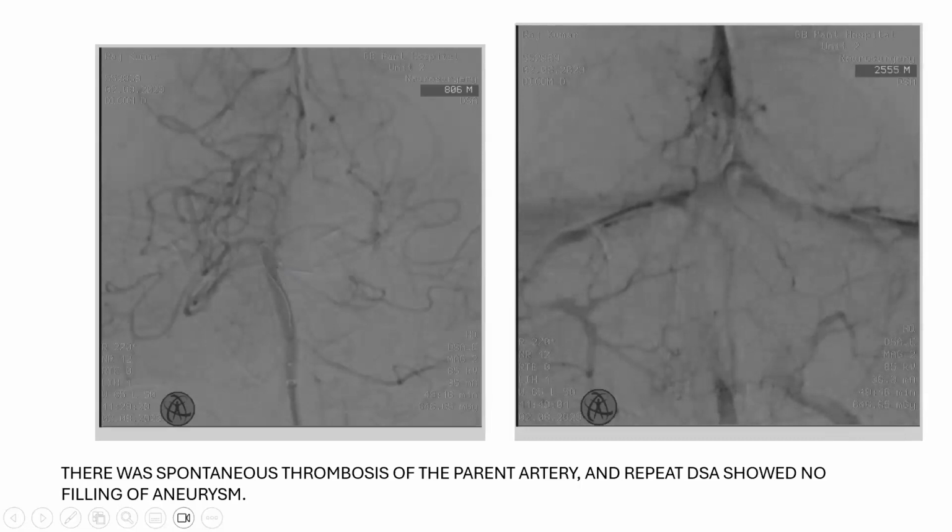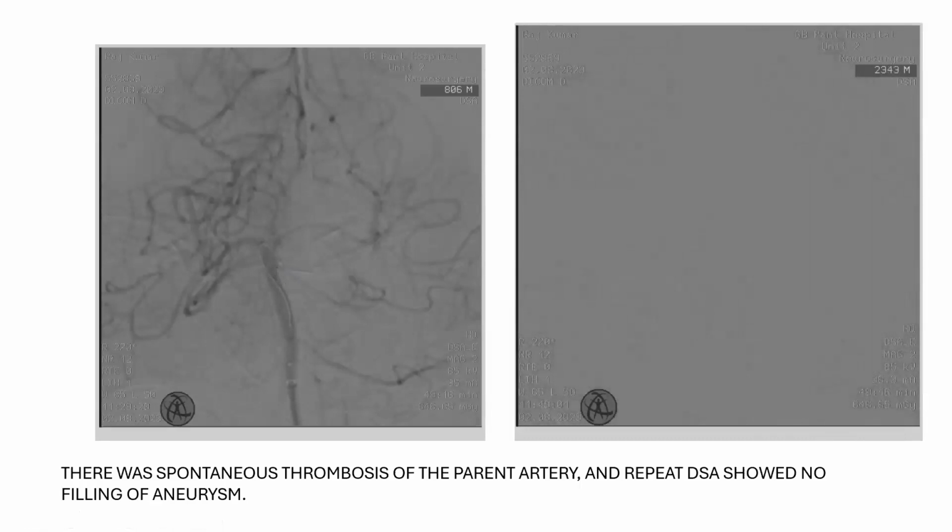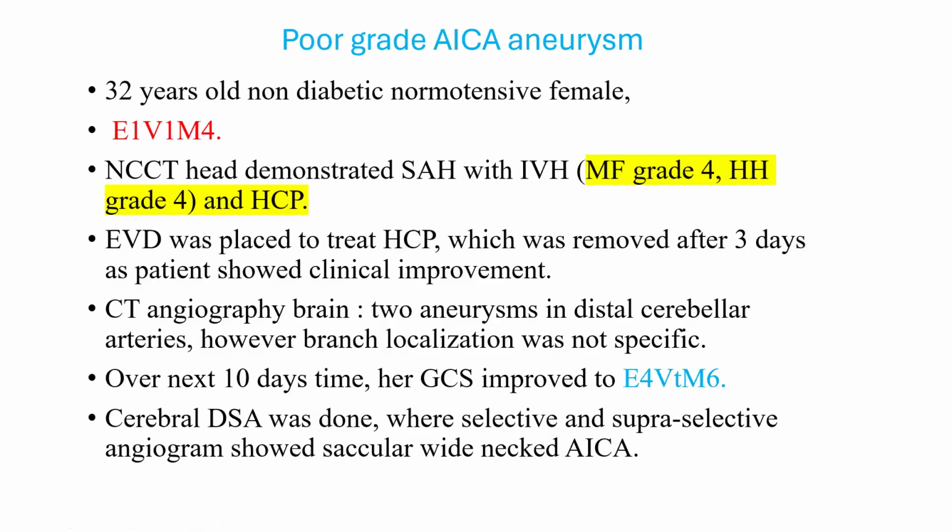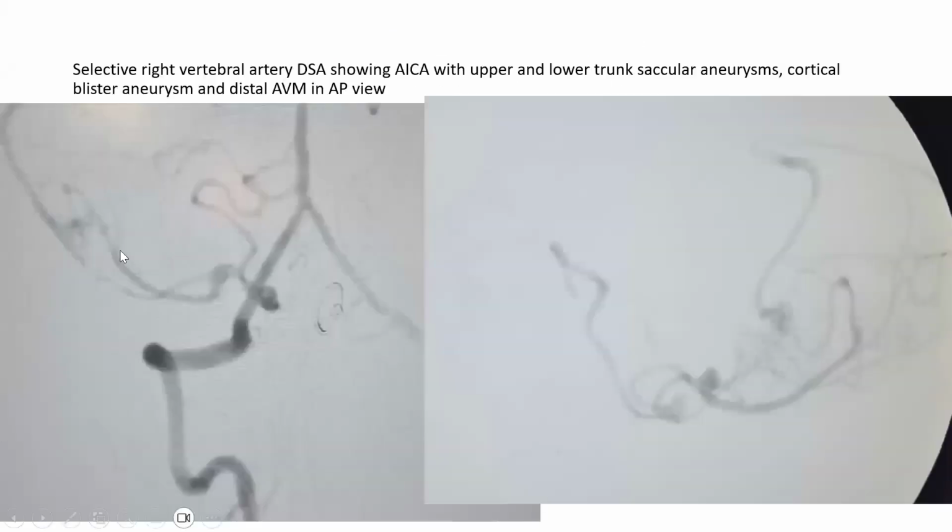Sometimes small perforators or a small artery can get occluded just by the catheter or the wires. Then another interesting case, a 32-year-old lady who came to us in grade 4 SAH, and she was intubated, tracheostomized, and we did the angiogram, a right-sided vertebral angiogram, and we saw that there is an aneurysm. We were not sure whether it is arising from the vertebral artery or there is some aneurysm from the ICA also. For this kind of aneurysm, you require a super selective angiogram.